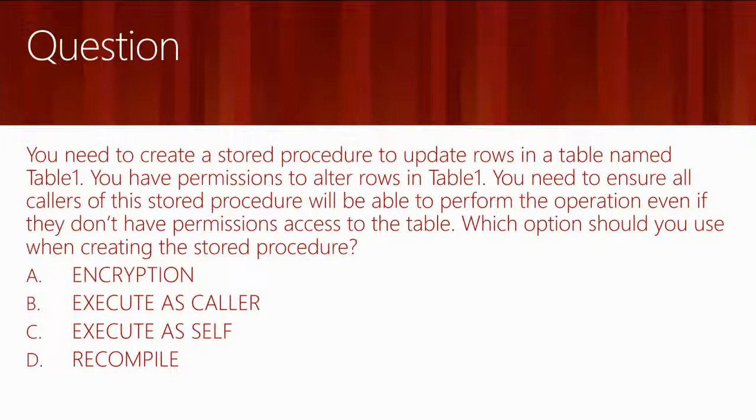Okay, you need to create a stored procedure to update rows in a table named table 1. By the way, you will notice that quite frequently. Table 1, column 1, just what it is. You have permissions to alter rows in table 1. You need to ensure callers of the stored procedure will be able to perform the operation even if they don't have permissions to access that table. Which option should you use when creating the stored procedure?